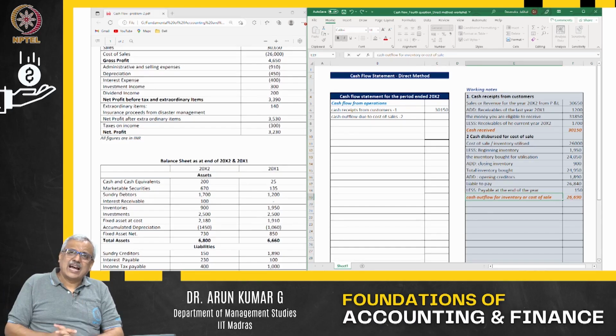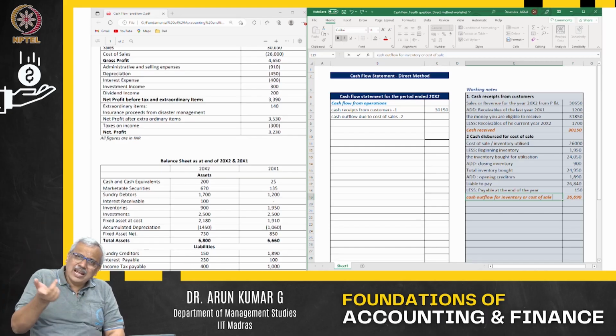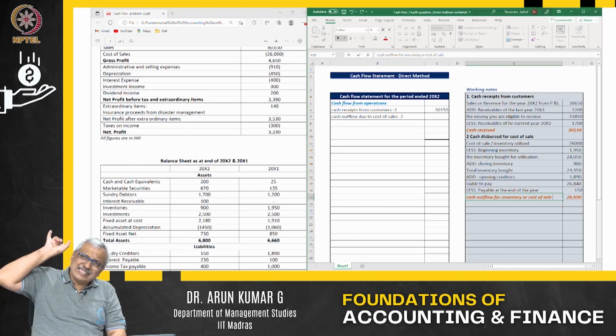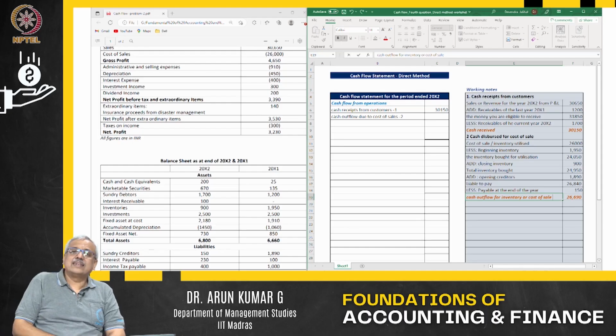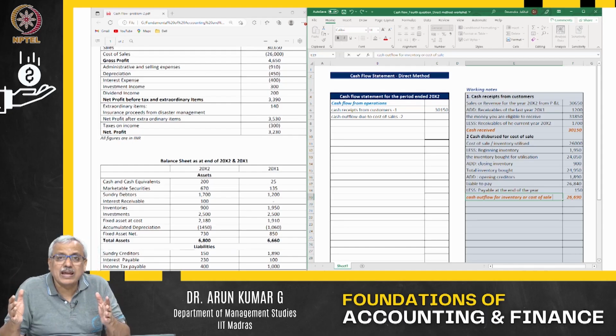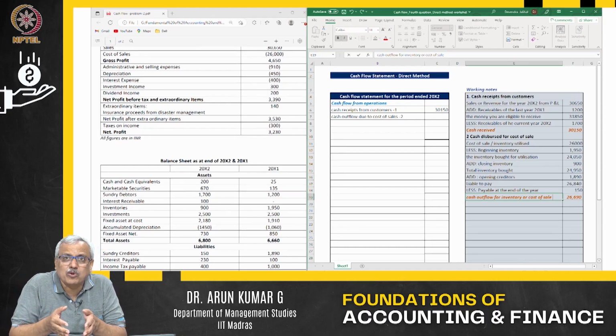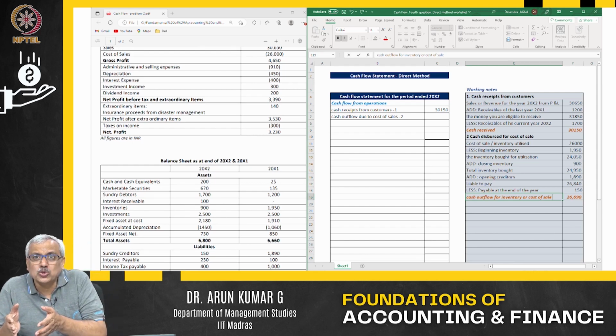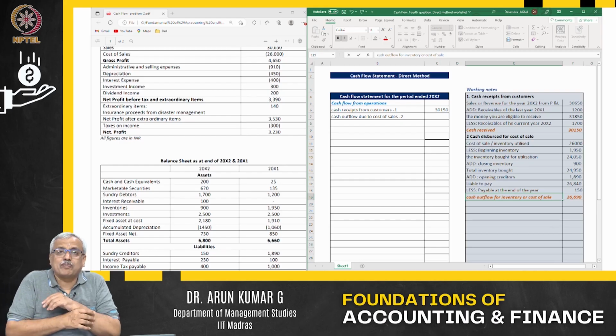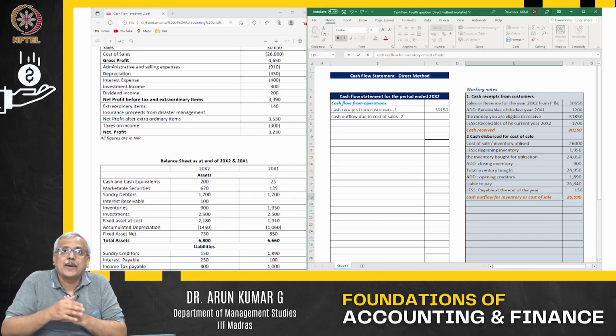Now the next question, have I paid for the entire thing I have bought? I not only have to pay for what I have bought, I also have to pay for the money that is pending from the beginning of the year. So I have added that 1890. So what are you liable to pay? You are liable to pay for what you have bought plus the money that is due to be paid at the beginning of the year. So that is the total amount that you are liable to pay.